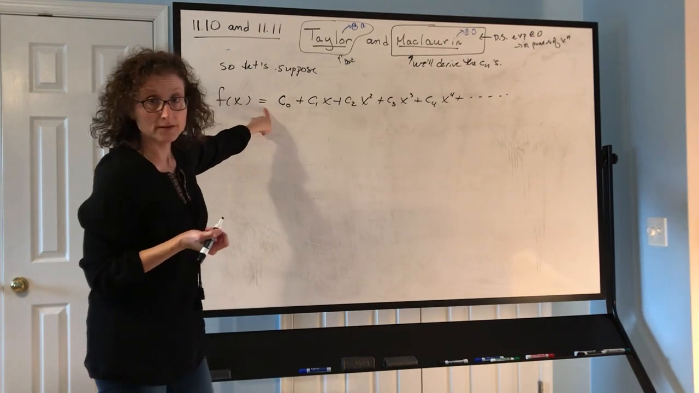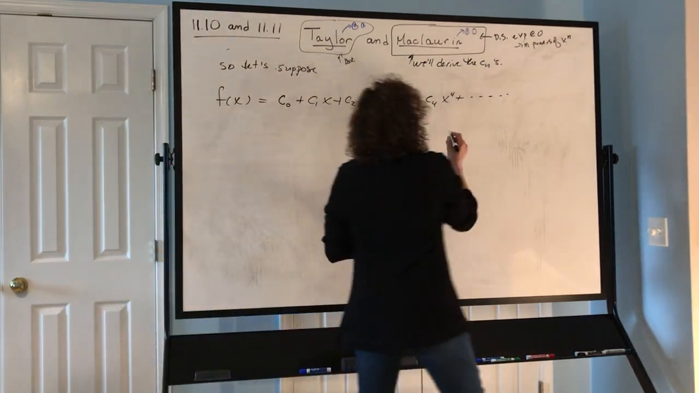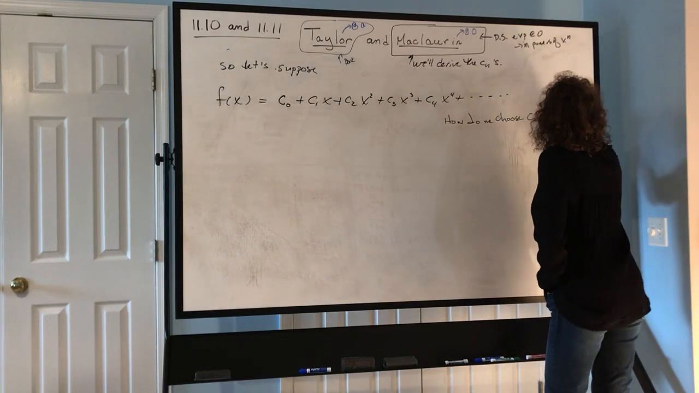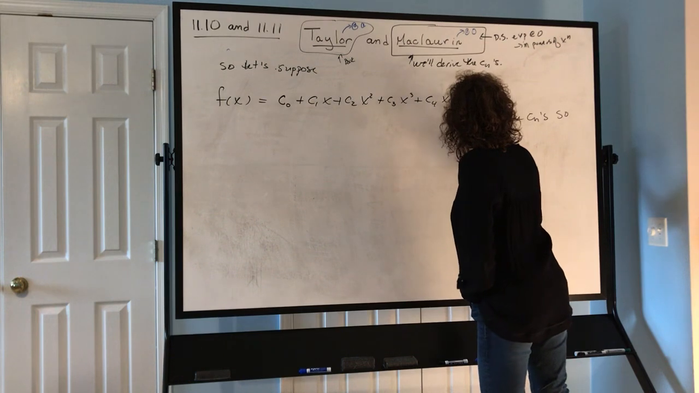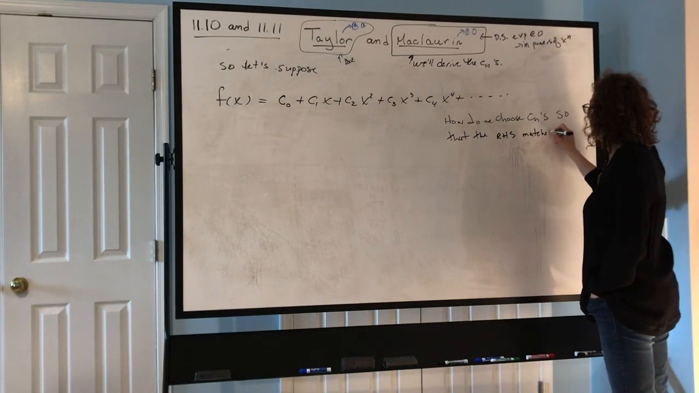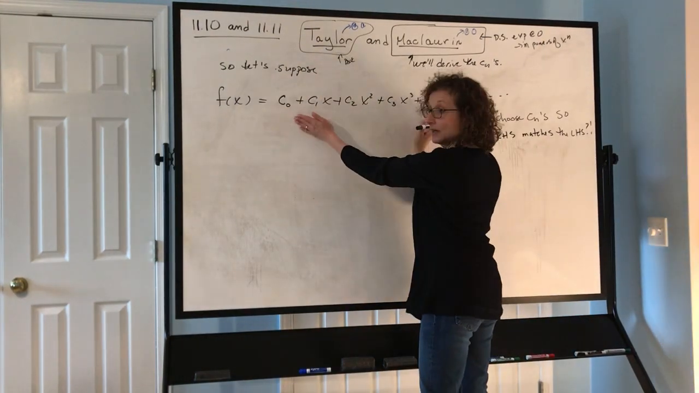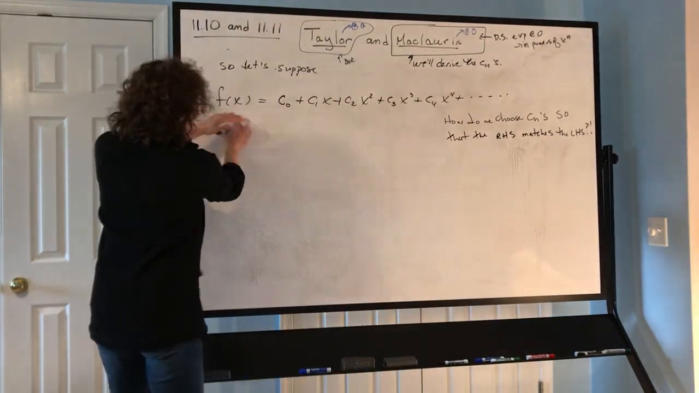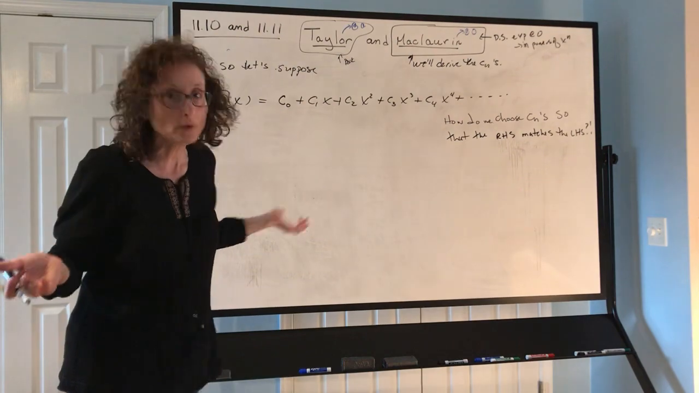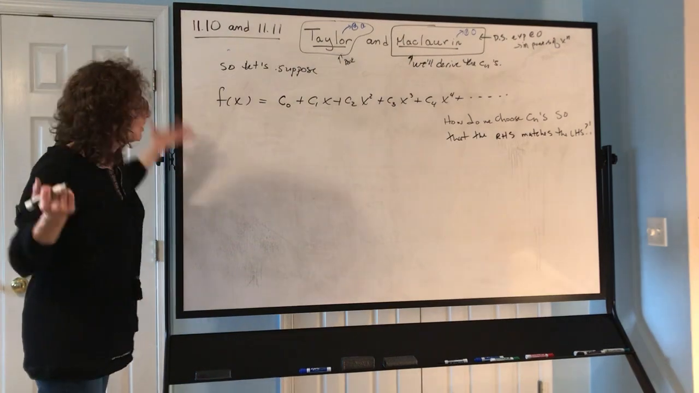Now we're going to have to justify this equality a little bit later, but for right now, let's suppose that this is legit. How should we choose the c sub n's so that the right-hand side matches the left-hand side? We want these two things to be equal. Here's the right-hand side, the big infinite series, and here's some function, like our 1 over 1 minus x that we just talked about, or e to the x, or sine x, or cosine x, or natural log of 1 plus x. All kinds of different functions.